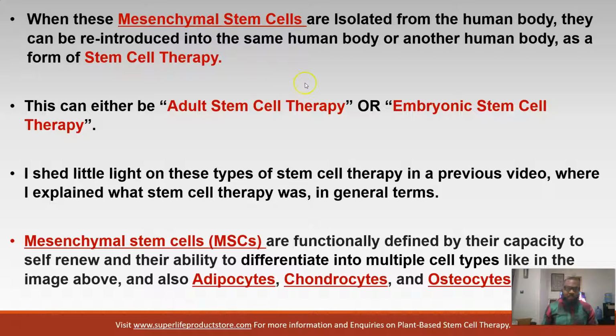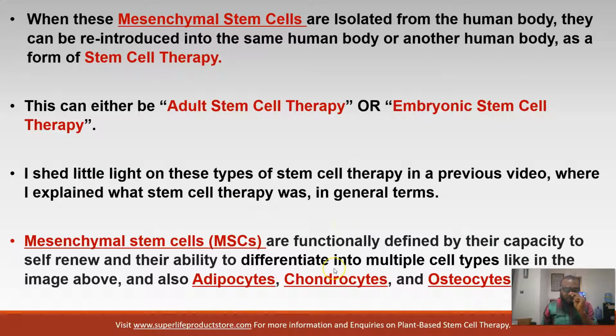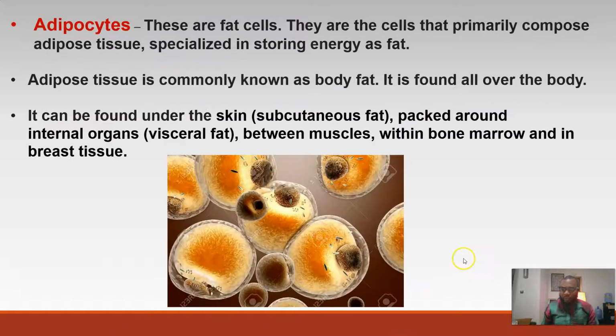Mesenchymal stem cells are functionally defined by their capacity to self-renew, and the ability to differentiate into multiple cell types, like the image we have above here. They also divide into other important cells of the body, which are adipocytes, chondrocytes, and osteocytes. I'm going to go into a brief explanation of what the adipocytes, the chondrocytes, and the osteocytes are, as the basic building blocks of most of the cells in the body.